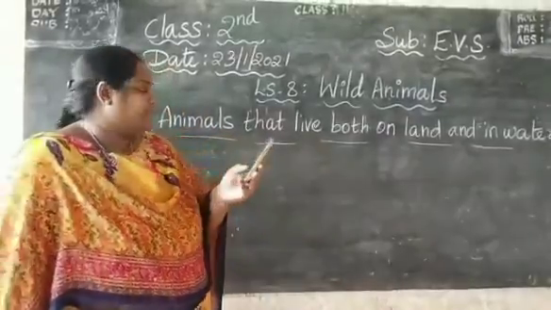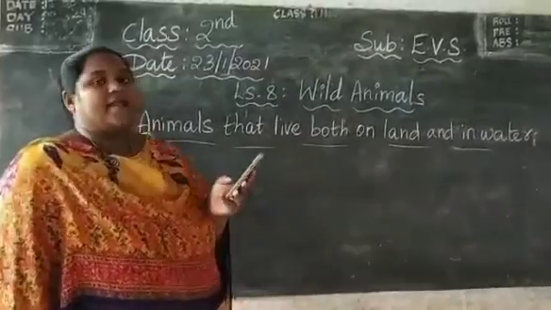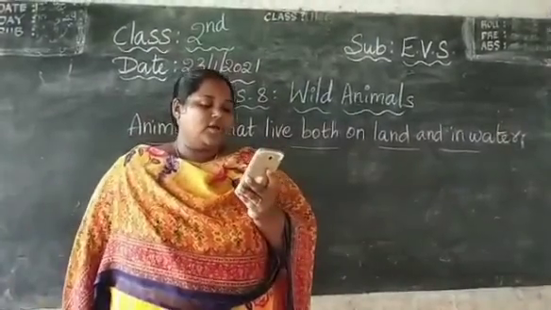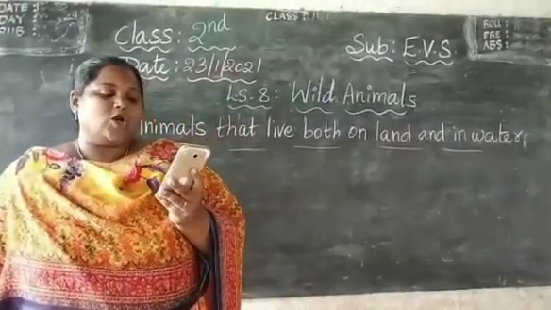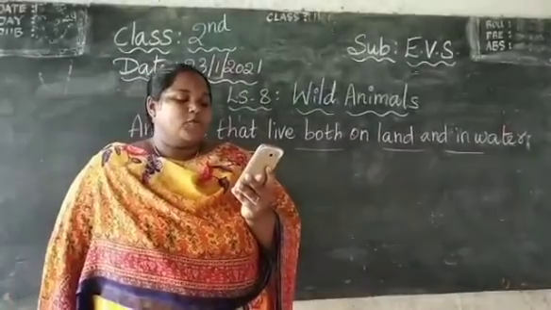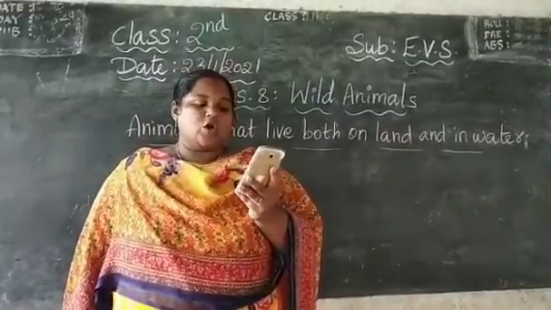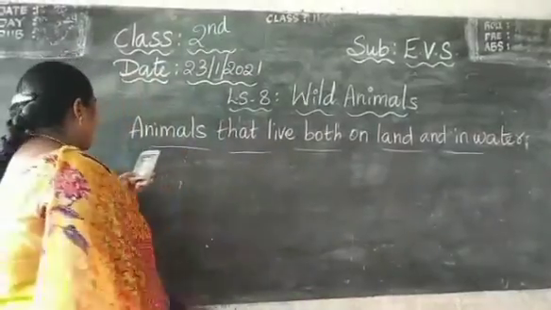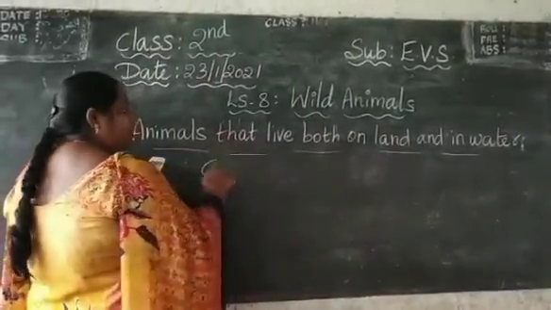The next topic is animals that live both on land and in water. Animals like crocodiles, tortoise, frogs, etc. live both on land and in water. These are called amphibians.